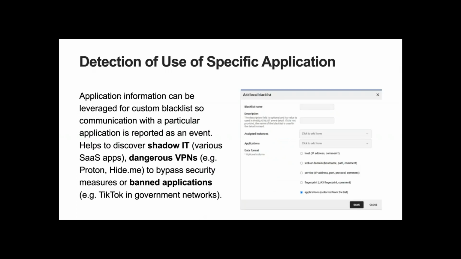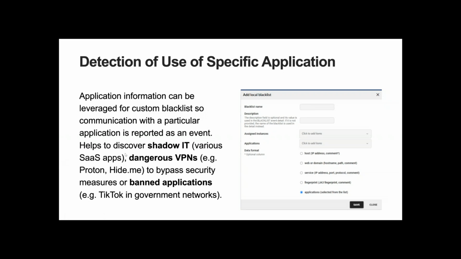And sort of last was the detection of use case specific applications. So if there are any applications that you don't wish to see in your corporate environment, like TikTok or streaming services, you can really simply create a list of blacklisted applications and be alerted when those are in use.